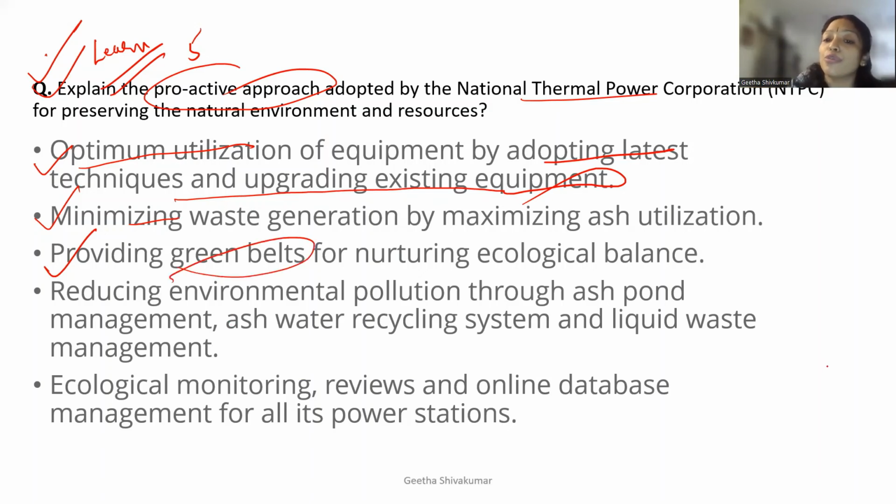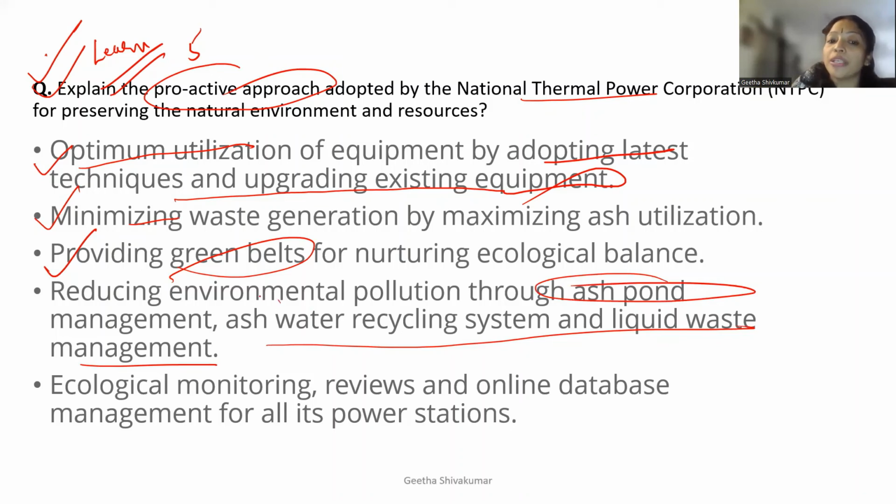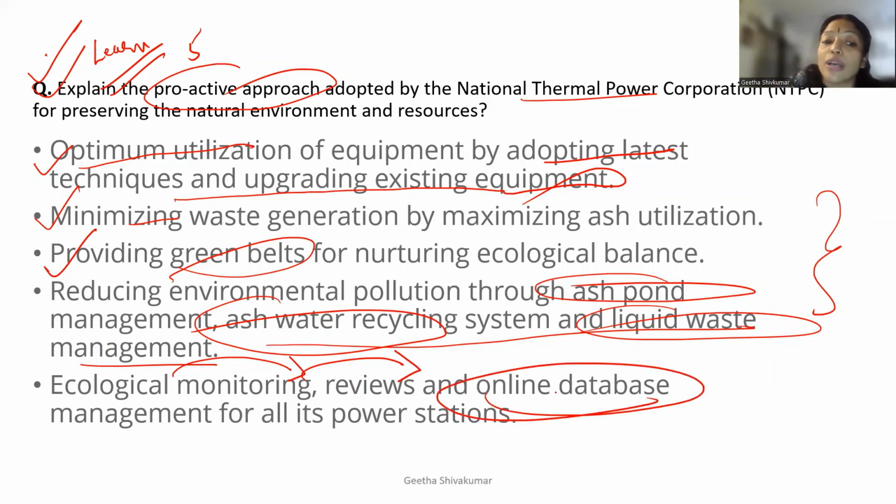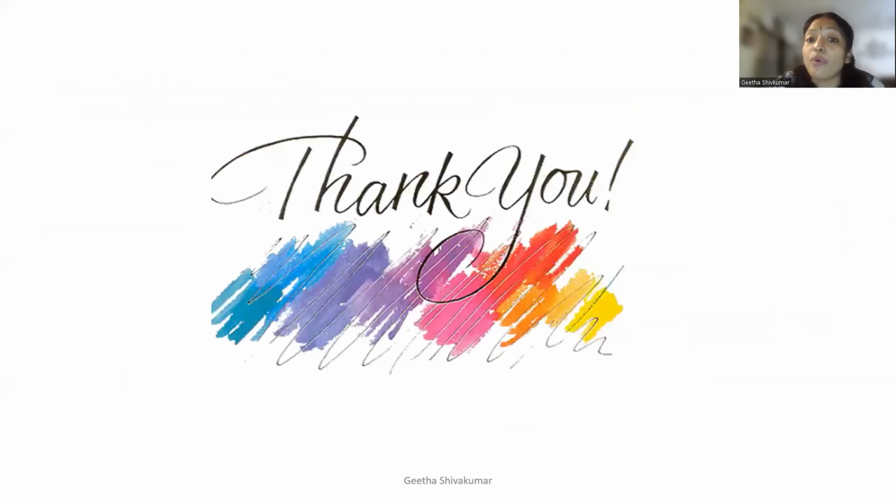Reducing environmental pollution through ash pond management, ash water recycling system, and liquid waste management. Very important point. Then ecological monitoring, reviews and online data. Is all this happening or not? How can one person monitor? So it is very important that they monitor whether all these things are happening or not. Then they need to review, and when reviewing, they need to collect the online database also, so that it is easy to see how the proactive approach is being adopted by NTPC. Very, very important question.